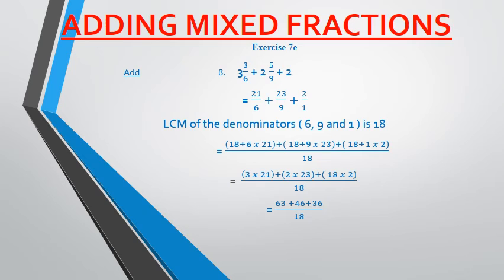And when we solve it, then we get 145 by 18. Now children, can we divide the numerator and the denominator by any common number? No. So our answer is 145 by 18, but since this is an improper fraction, we need to change it into a mixed fraction. So our final answer is 8 1 by 18.